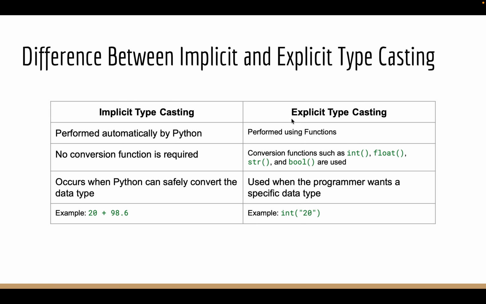Going on to explicit typecasting, it is performed using functions such as int(), float(), str(), and bool(). It's used when we need to convert a data type to a specific data type so that we can perform some arithmetic calculation, and this is how we convert it from one data type to another, int() of some input from the user. That's it.